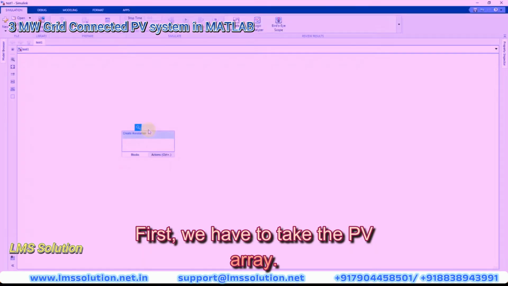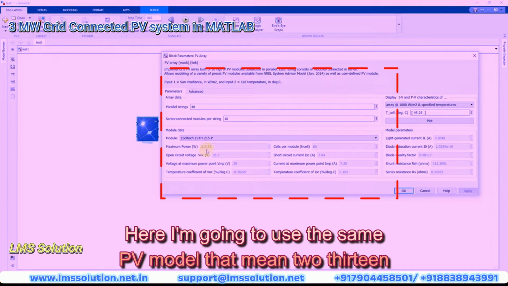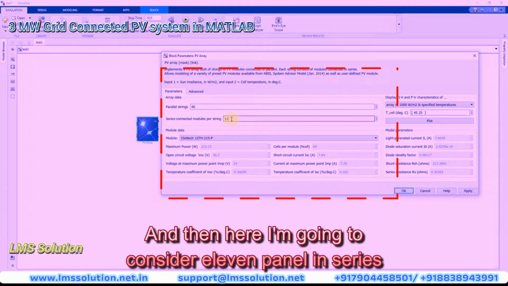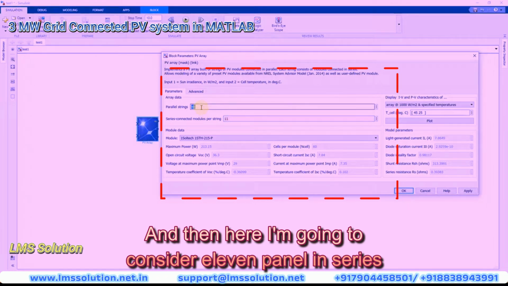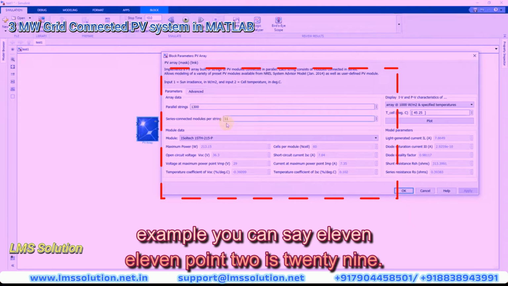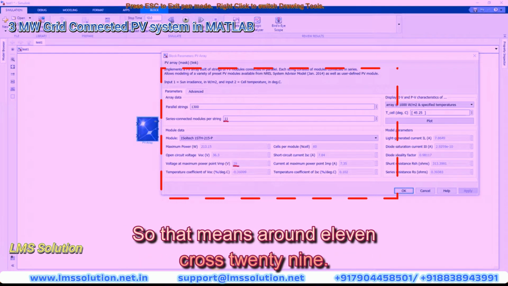First, we have to take the PV array. Here I'm going to use the same PV model, that means 213.15. Then I'm going to consider 11 panels in series and 1300 panels in string. For example, consider 11 into 29, where the voltage at maximum power point is 29. So it's around 11 cross 29.